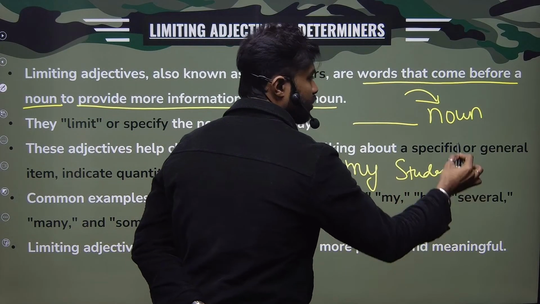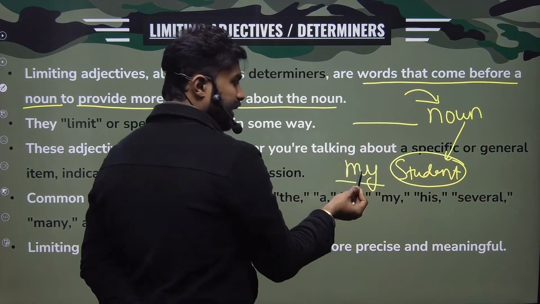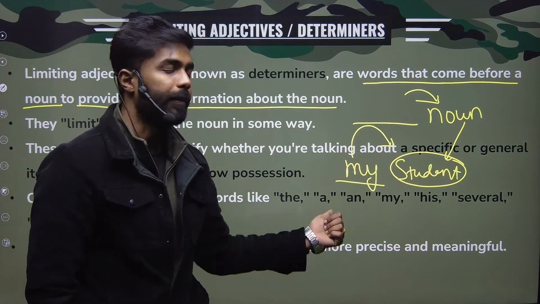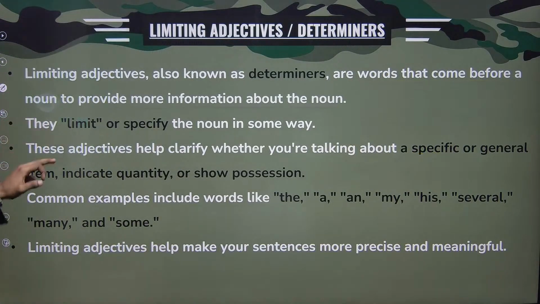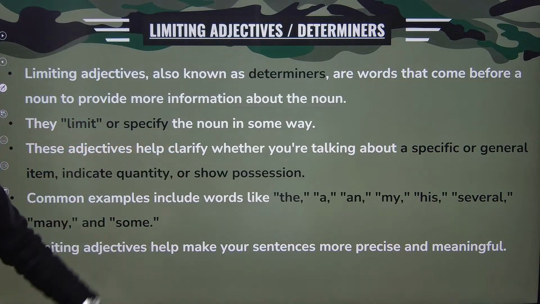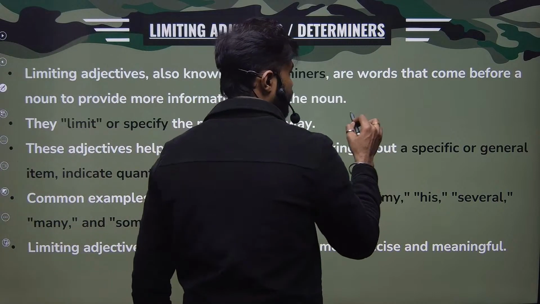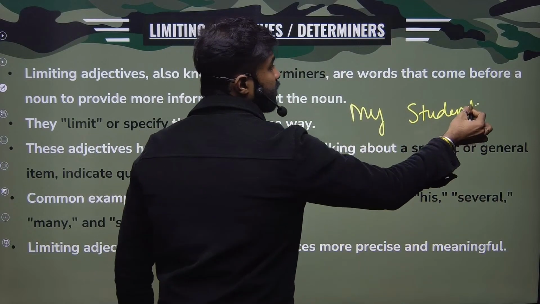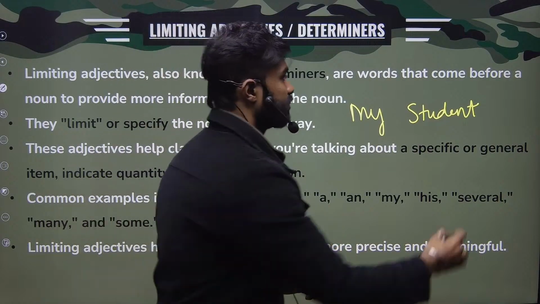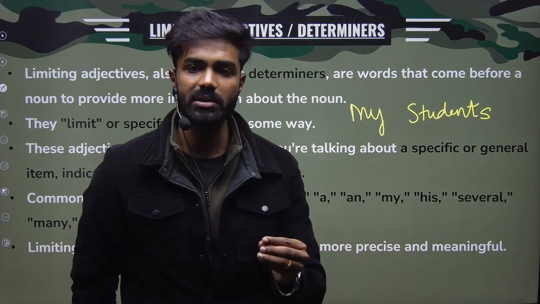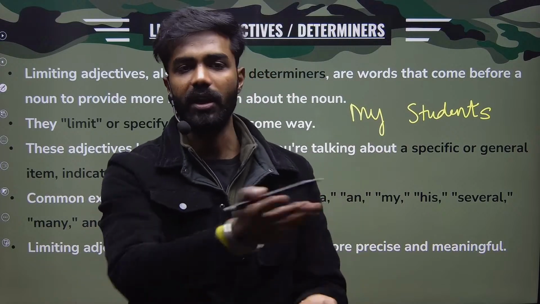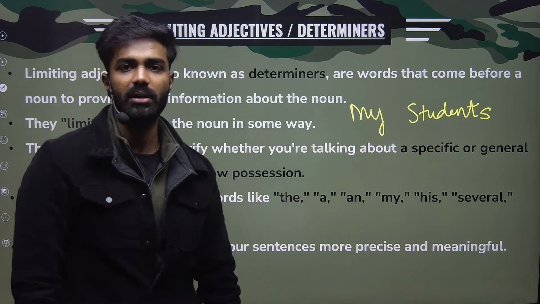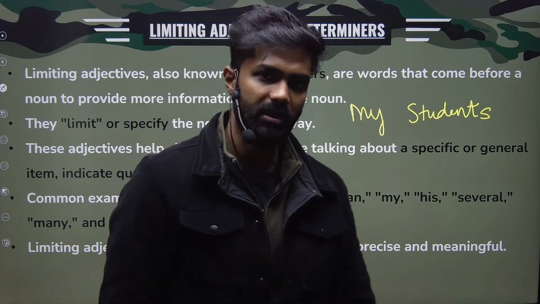Again, see, my student. Noun. My is a pronoun, but still it is modifying student. So I'm removing the pronoun status and adding adjective status to it. Clear? They limit or specify a noun in some way. Why? Again, the same example. Sir, how are they limiting? If I'm saying students, very common, right? Students means they're very common. Medical students, engineering students, competitive exam preparing students, aspirants, a lot of people are there, right?